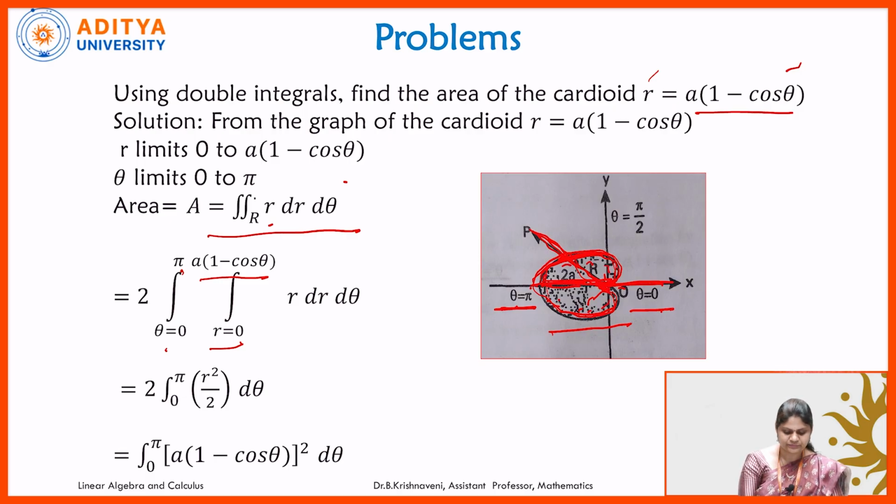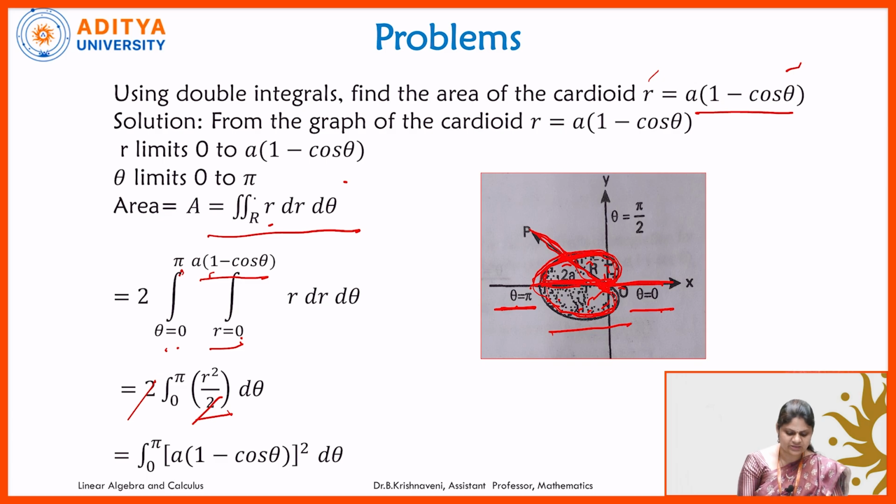So this area will be equal to 2 into integral theta is equal to 0 to pi, r is equal to 0 to a into 1 minus cos theta, r dr d theta, which is equal to 2 into integral 0 to pi, integral of r is r square by 2, the limits are from 0 to a into 1 minus cos theta. Substitute the upper limits here, the 2s cancel.